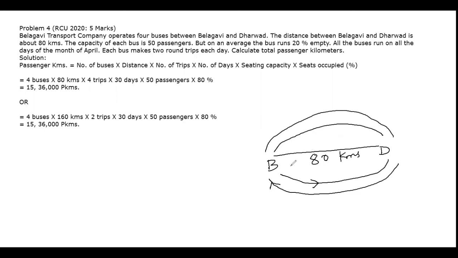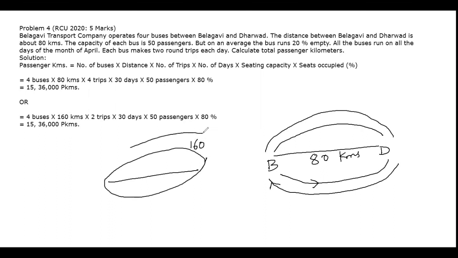So if you consider the whole round as 1 round trip, you can take it as 160 kilometers into round trip. When it goes and comes back, it becomes 160 kilometers. So how many times does it go and come? It goes and comes 2 times. This is 1 time and this one will be the second time. So 2 into 160 kilometers you can consider.